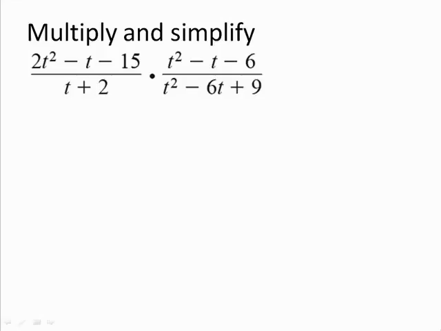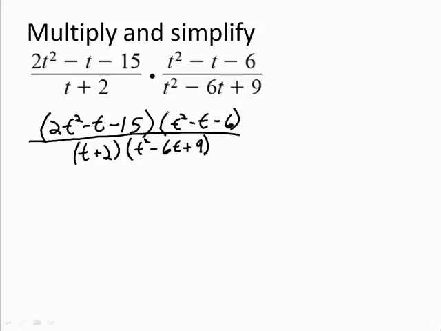Multiply and simplify. 2t squared minus t minus 15 divided by t plus 2 times t squared minus t minus 6 divided by t squared minus 6t plus 9. Multiply the numerators and denominators. The quantity 2t squared minus t minus 15 times the quantity t squared minus t minus 6 divided by the quantity t plus 2 times the quantity t squared minus 6t plus 9.